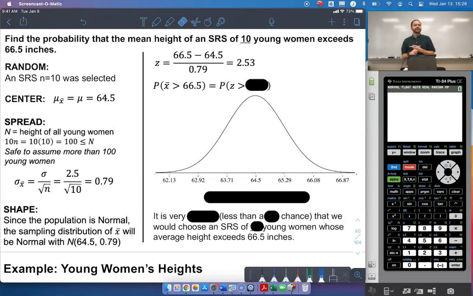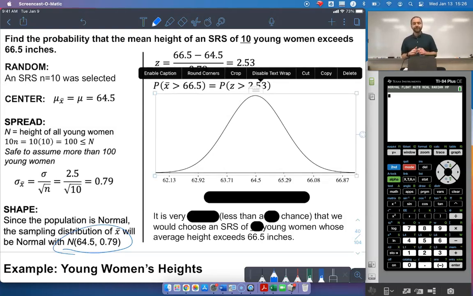That's interesting. And so now, I want to know the probability that x bar is greater than 66.5. I want to know the probability that z is greater than 2.53. Notice, and it's on the bottom left of the slide, I'll circle it right here, I address shape, center, spread down there. I also address it in my picture. I have the shape, I have the center, I have the spread, and now I'm going to graph it.